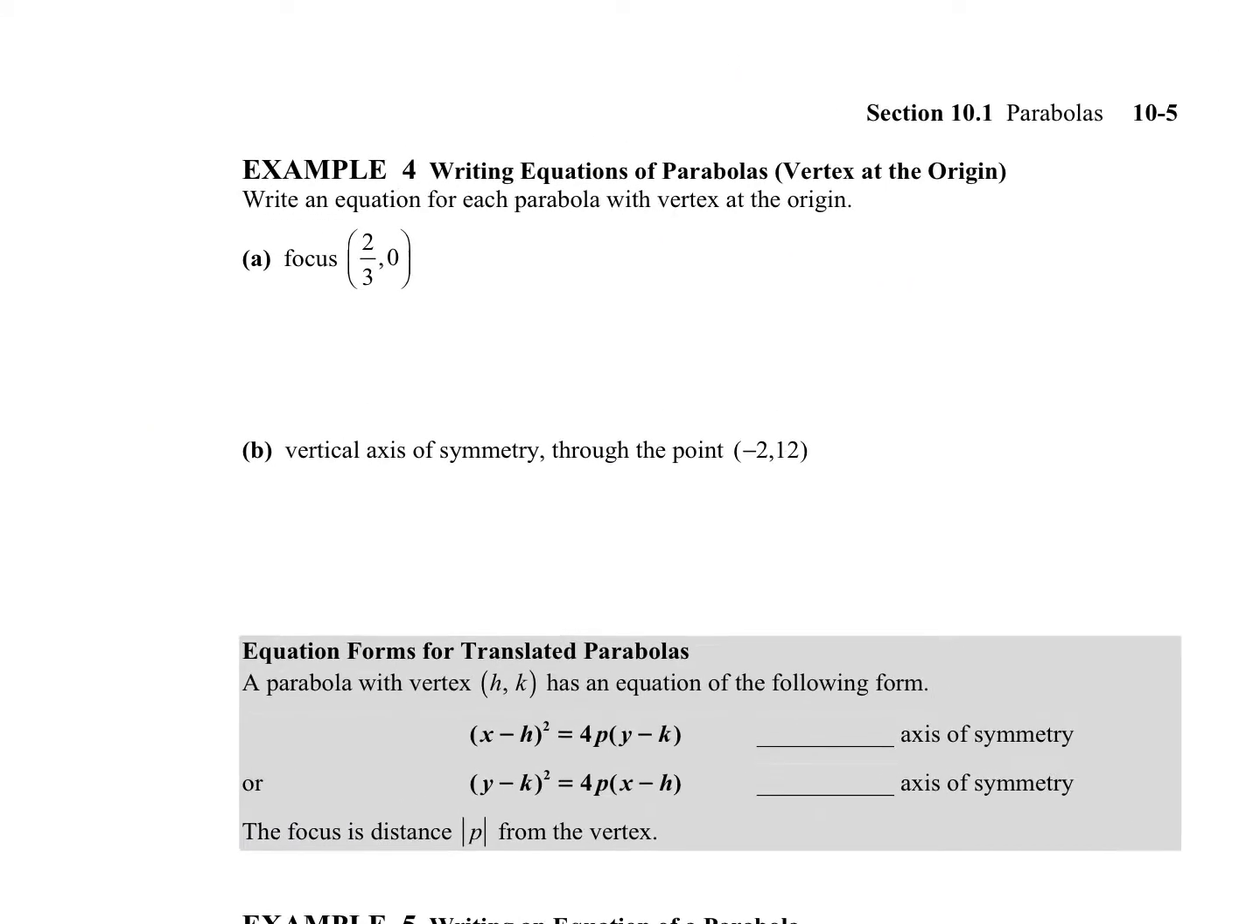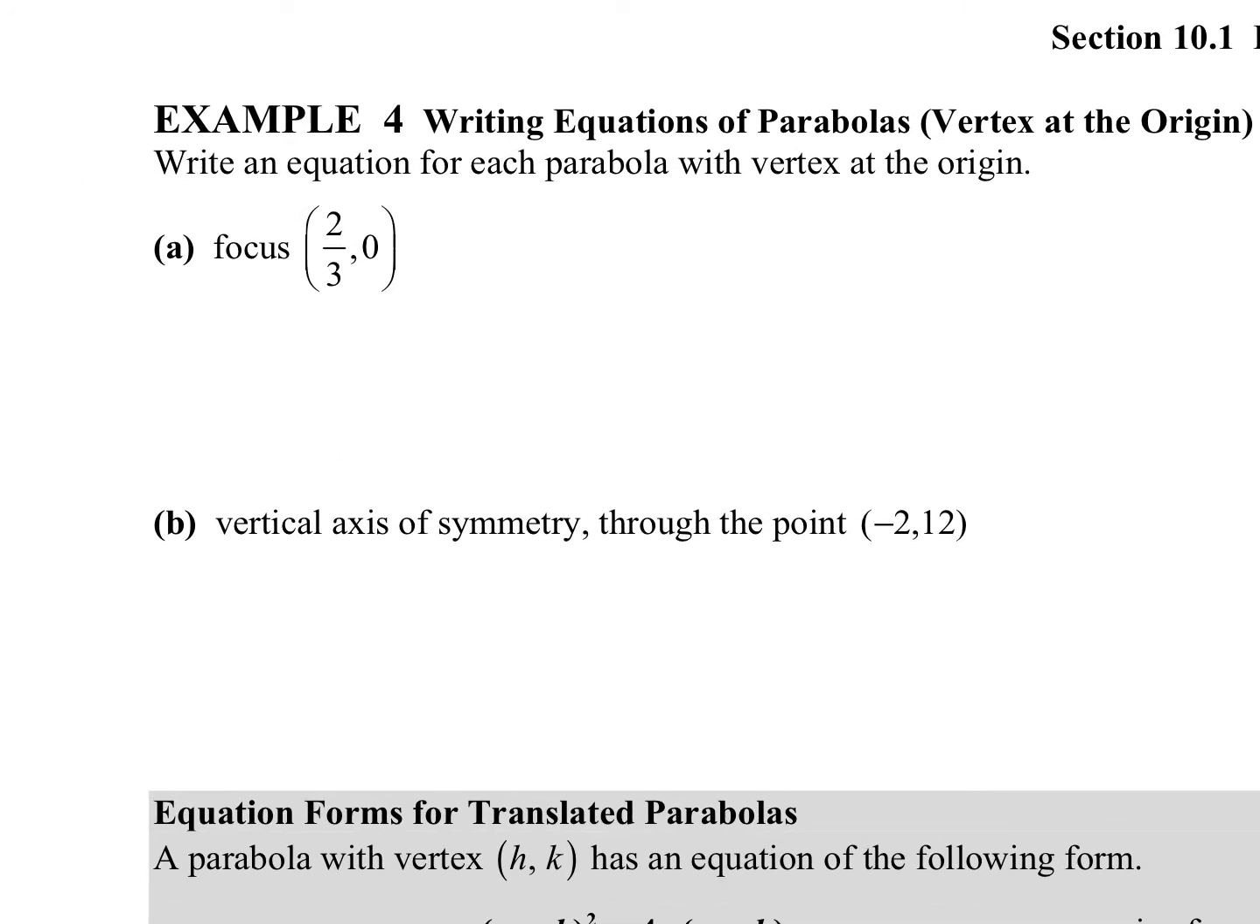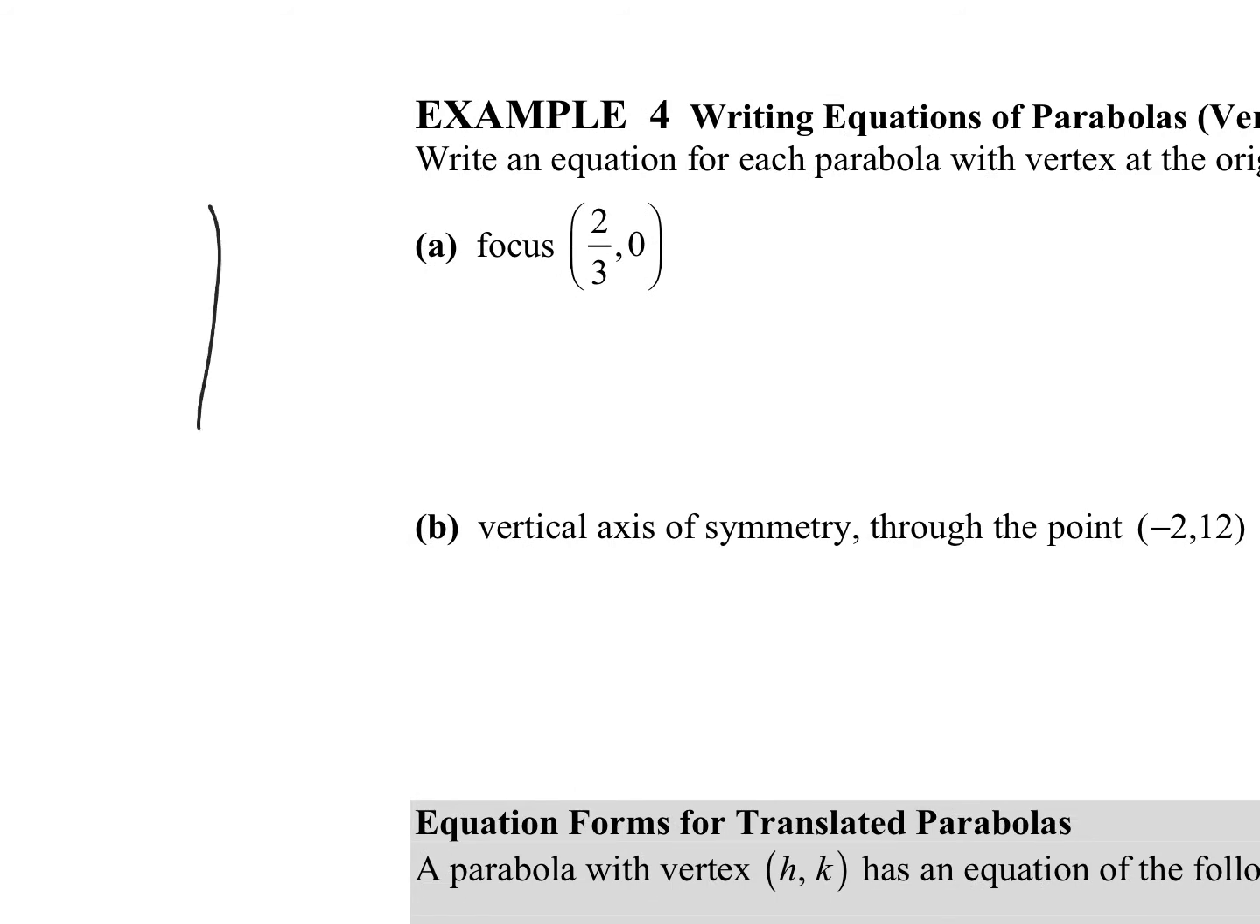All right, example 4. Write an equation for each parabola with the vertex at the origin. So I'm looking at this ordered pair. If the vertex is here, let me change the color so you can see it. My vertex at the origin, and my focus is at 2/3, 0. And here is a 1, so 2/3 is roughly about here. There's my focus. And this was my vertex.